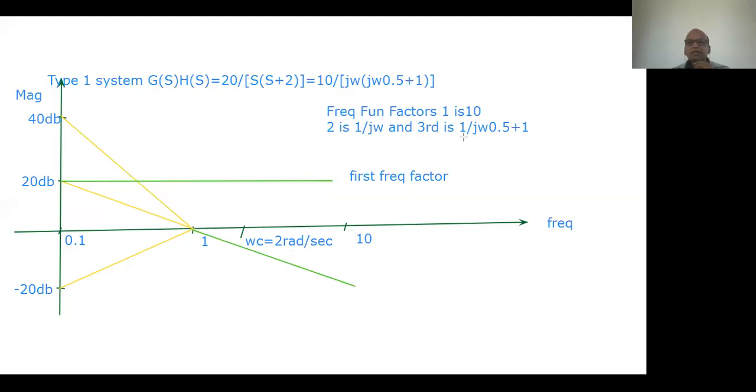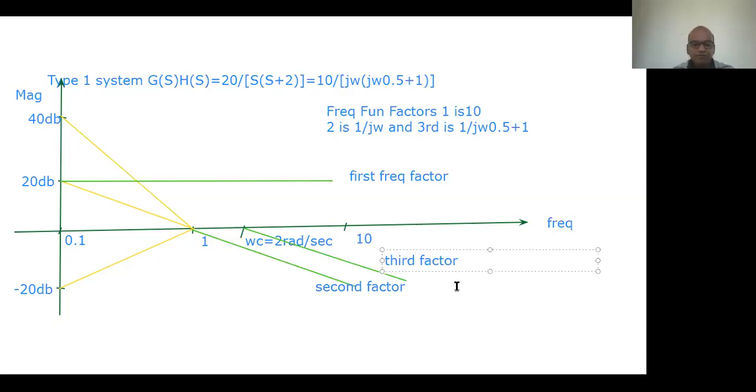And then the third one, corner frequency, that is 1 upon T, omega c equal to 1 upon T, that is 1 upon 0.5. Corner frequency is equal to 2. This is the third. And if you see, this is the second factor, and this is the third factor.